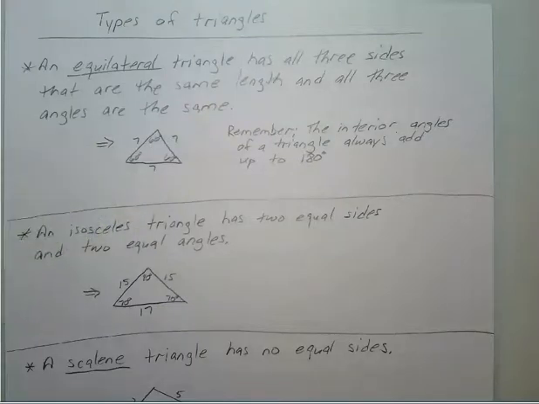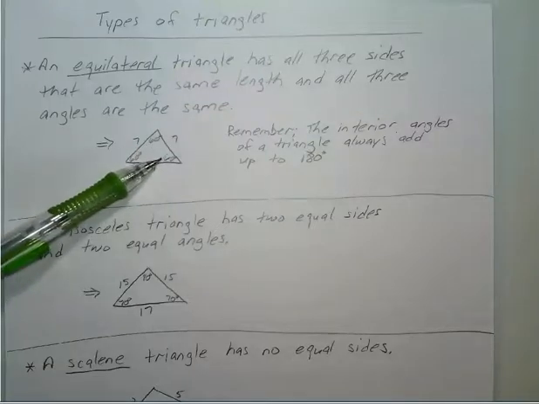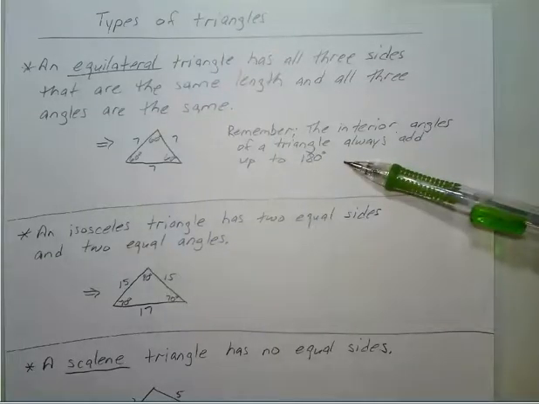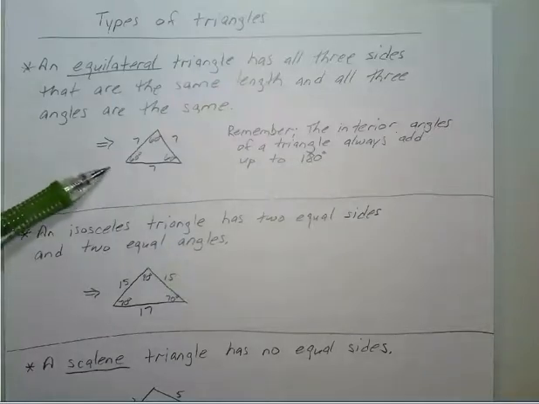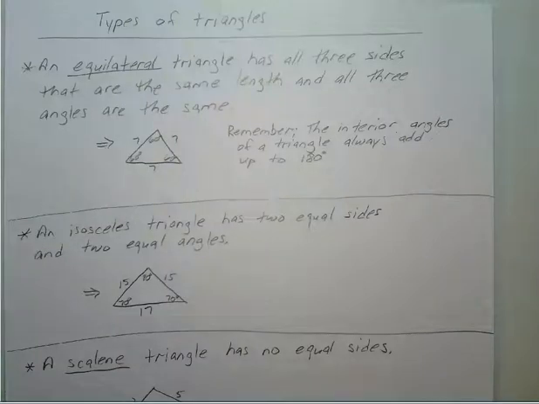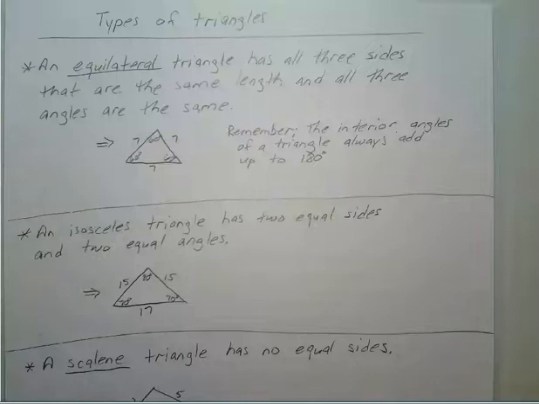But you do have to remember that for an equilateral triangle, all of the angles have to be 60 degrees, because for a triangle, all of the angles have to add up to 180 degrees. And if it's an equilateral triangle, the only way all three angles can add up to 180 degrees is if they're all 60 degrees. 60, 60, 60.